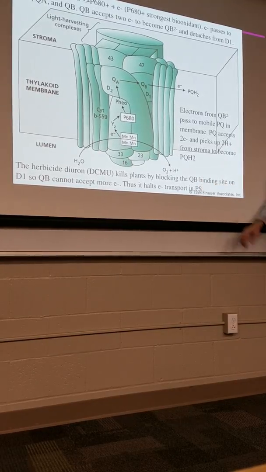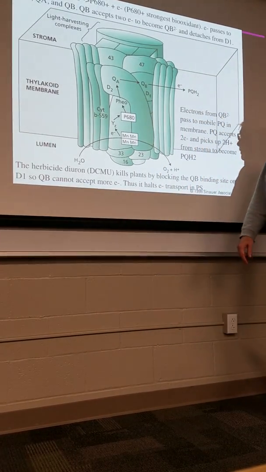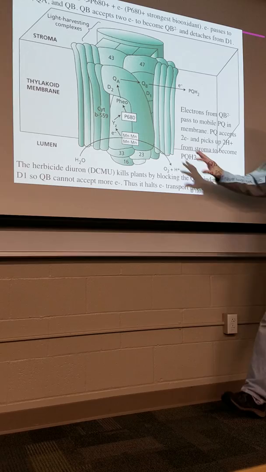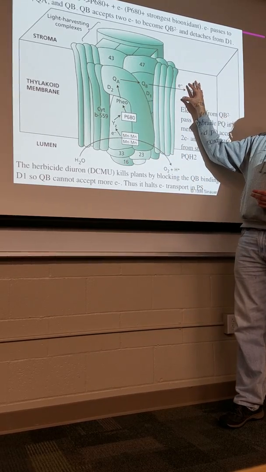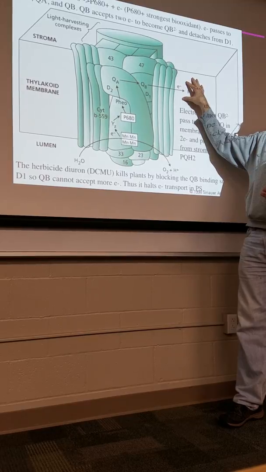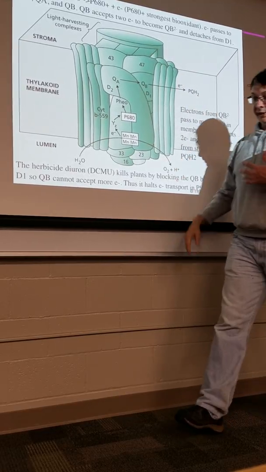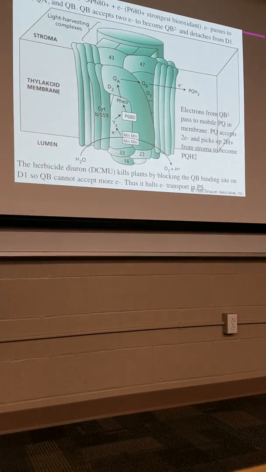What gets deposited in the lumen? Protons. All right. So all we're doing now is looking at electron flow. We've developed a 2 electron acceptor, and we're looking at proton movement from the stroma to the lumen and the ways this occurs.